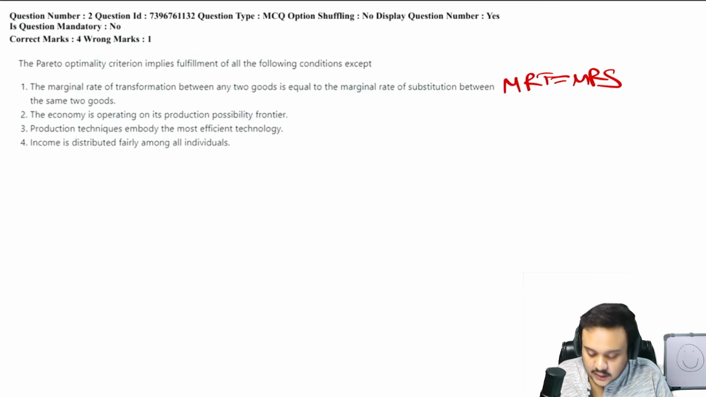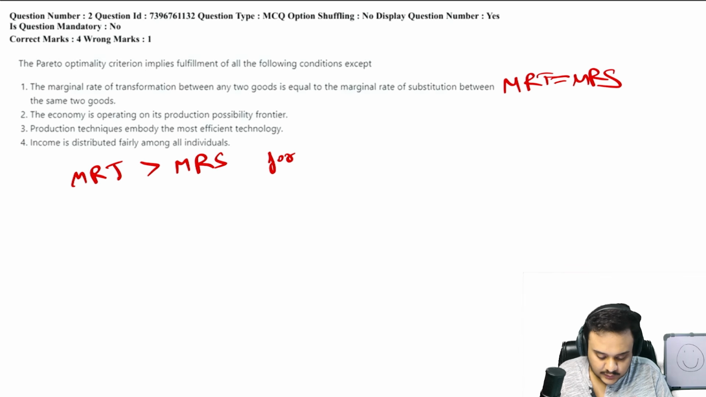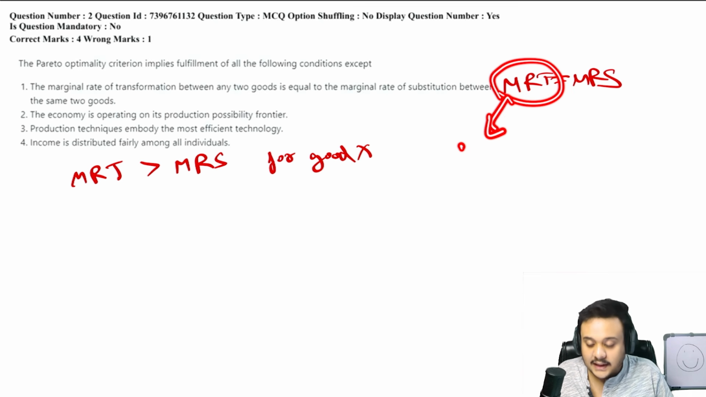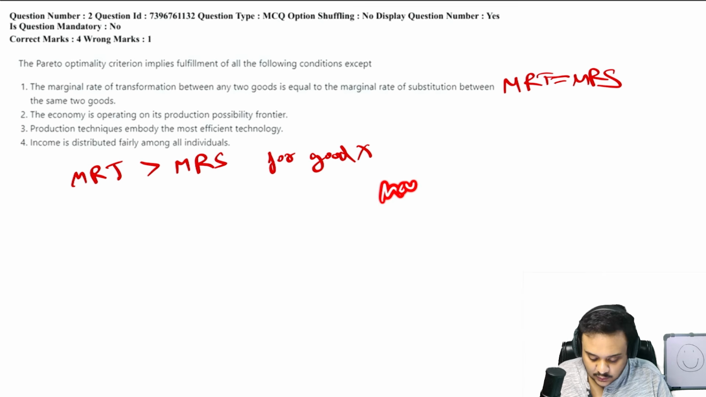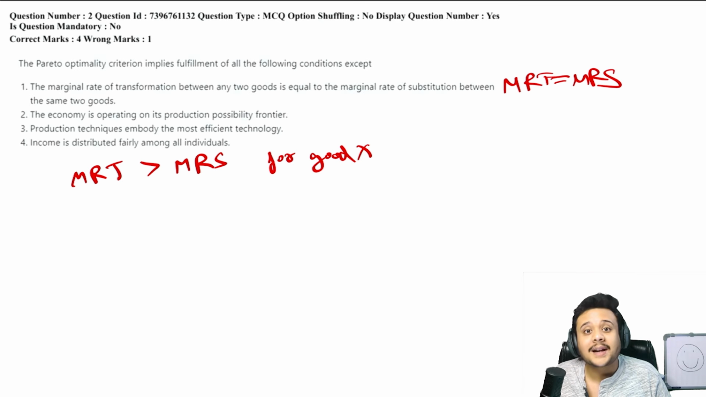You should know what these mean, and I'll just give you a quick comparison as well. Let us say that the marginal rate of transformation is greater than the marginal rate of substitution for, let us say, good X. What does this mean? So first of all, marginal rate of transformation just means how much of good Y you have to give up in order to produce one more unit of good X.